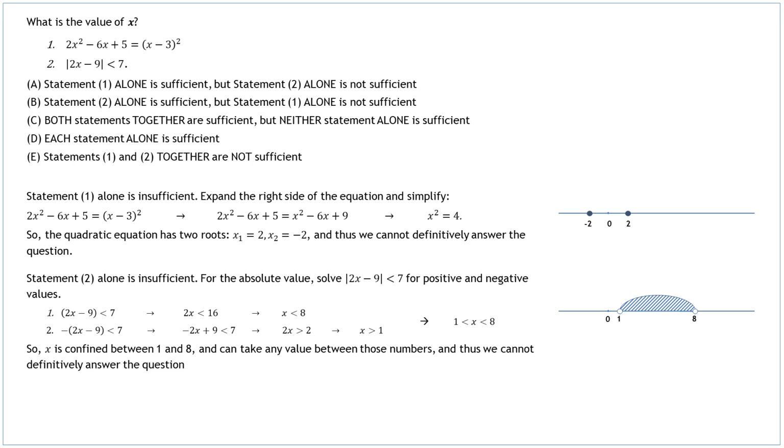So, x is confined between 1 and 8, and can take any value between those numbers, and thus we cannot definitively answer the question. Note that x is not limited to an integer value, and it can be any decimal number of the infinite amount of decimal numbers between 1 and 8. On data sufficiency questions, pay close attention to the limitations, or lack of those, imposed by the question and statements.